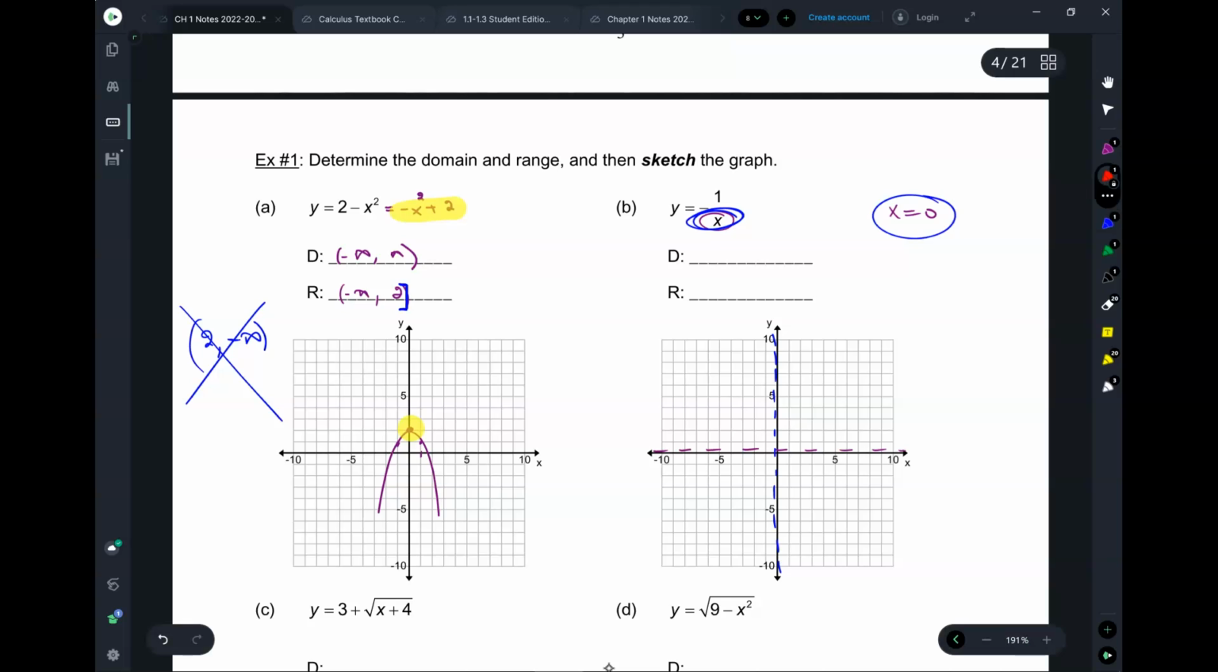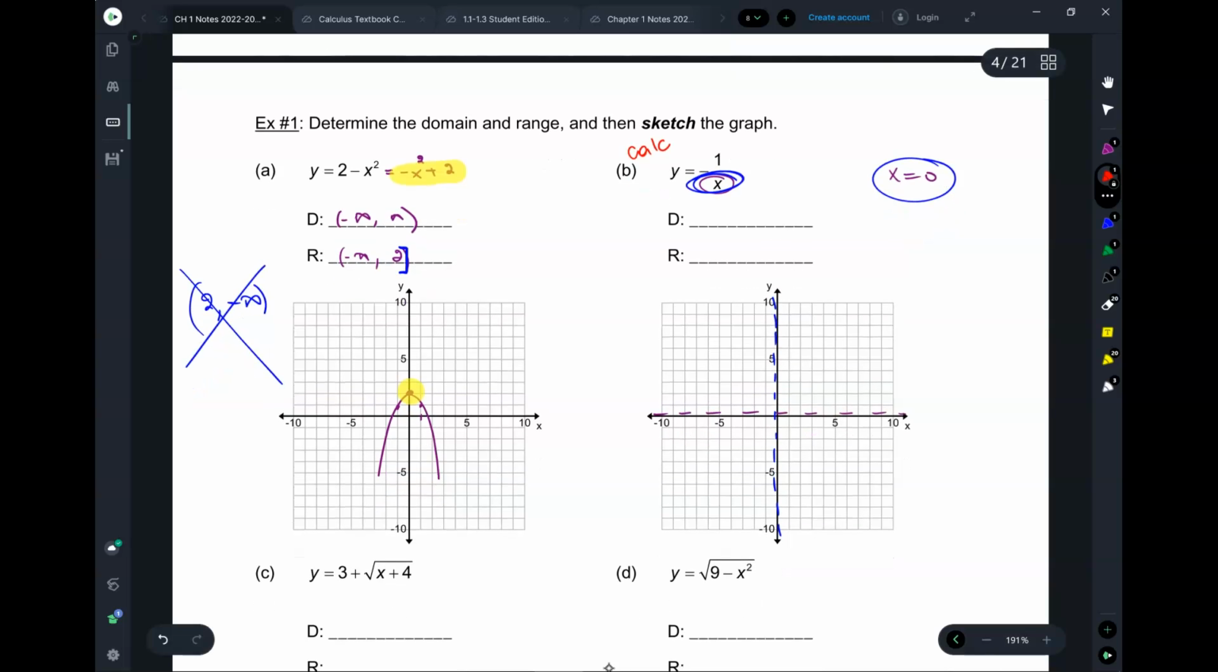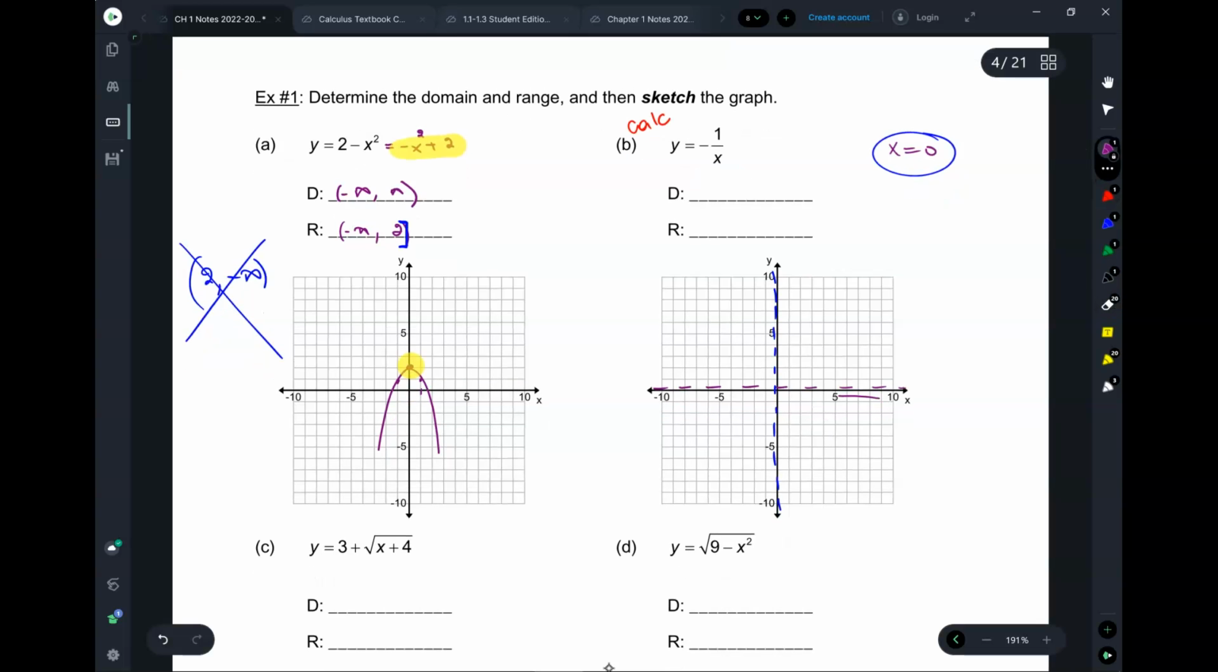So now, as we go through this, I'm going to show you the ones that you can use a calculator on to graph and the ones that you should know without a calculator. This is one that you can use a calculator to graph. So when you graph this, it will look like this and like this.